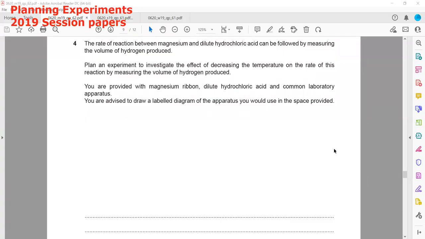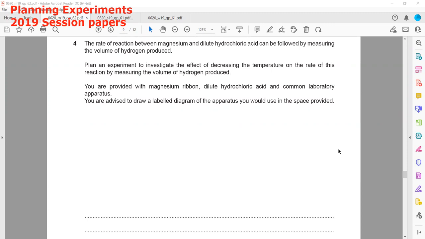This session is related to planning experiments from the 2019 paper. The first one: the rate of a reaction between magnesium and dilute hydrochloric acid can be followed by measuring the volume of hydrogen gas produced. Plan an experiment to investigate the effect of decreasing the temperature on the rate of this reaction by measuring the volume of hydrogen gas produced. You are provided with a magnesium ribbon.